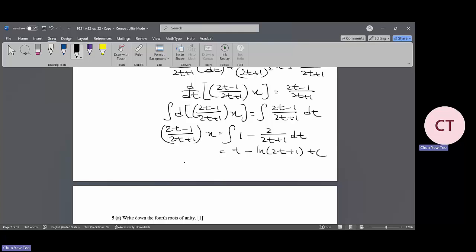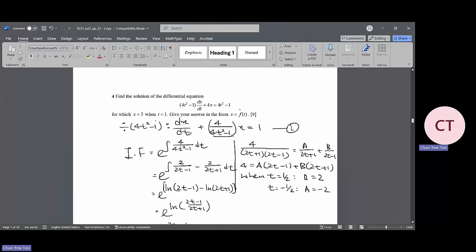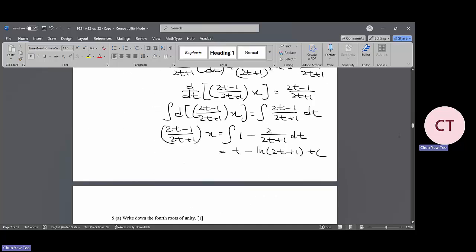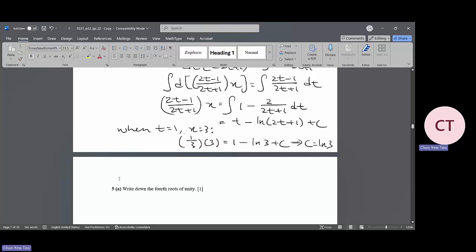So, we need to find the c, because the question gives you t equal to 1, x is equal to 3. So when t equals 1, x is equal to 3. If you put 1 inside, you will get 1 over 3, which is equal to 1 minus ln 3 plus c. So that means your c is a ln 3, correct?